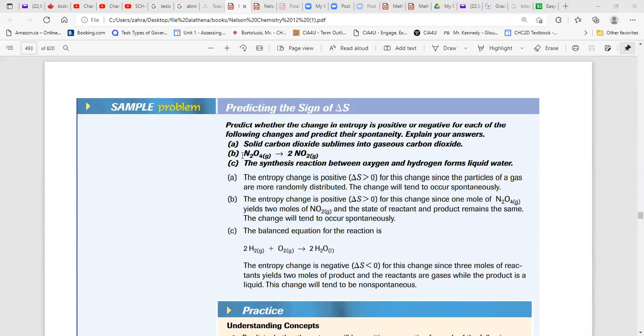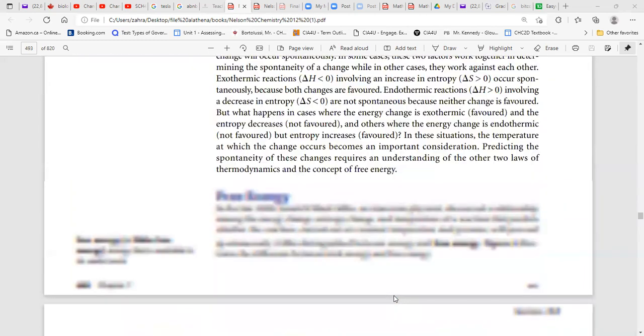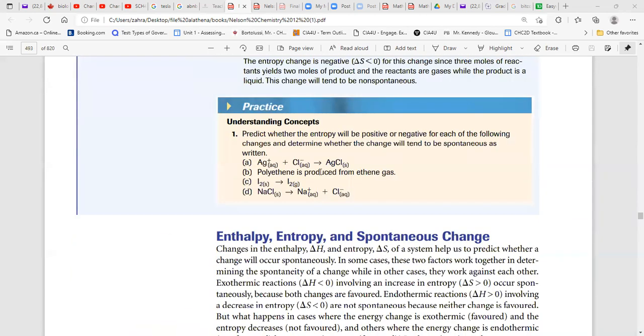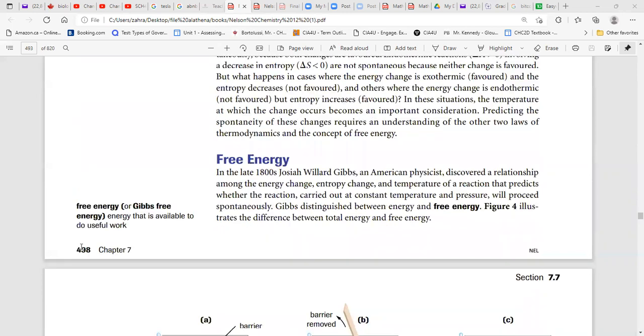Here is 1 mole of N2O4 going to 2 mole of NO2. So the number of moles in the gas state increases, so it's going toward more randomness. Delta S is going to be positive. This reaction will be spontaneous. The synthesis reaction between oxygen and hydrogen forms liquid. So oxygen and hydrogen in the gas state go to the liquid, so it's going to be less disorder. The delta S is negative and it is a non-spontaneous reaction. To practice, you can do question number 1. This is page 498.